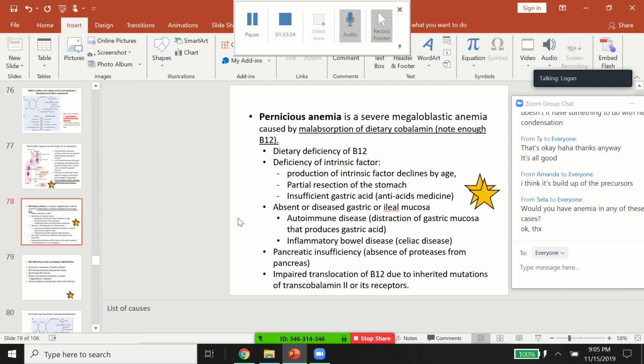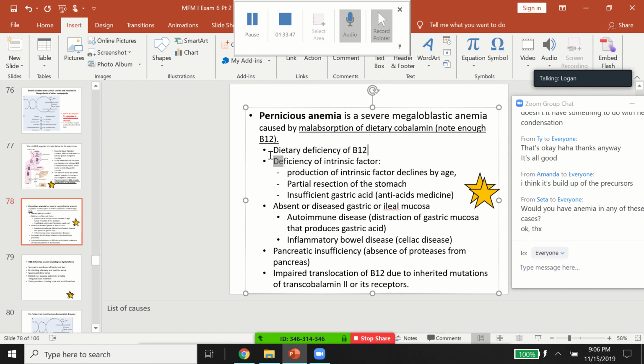Pernicious anemia, very, very important to know. Honestly, I probably could have put more of this slide in red, but I decided it's all kind of important, and it helps you a little bit. These are all the different ways that you could get pernicious anemia. So what is that exactly?